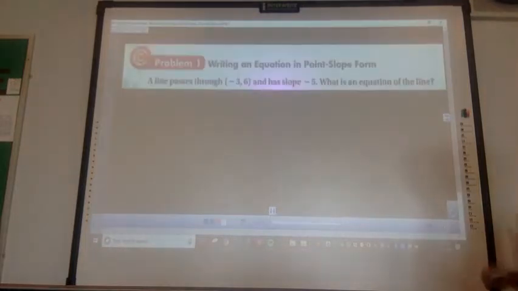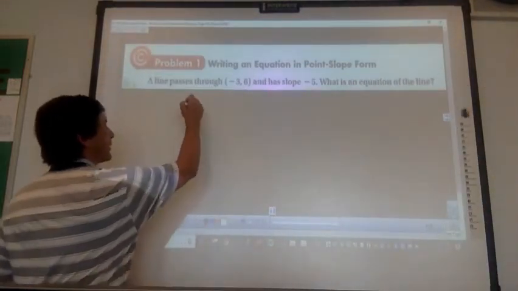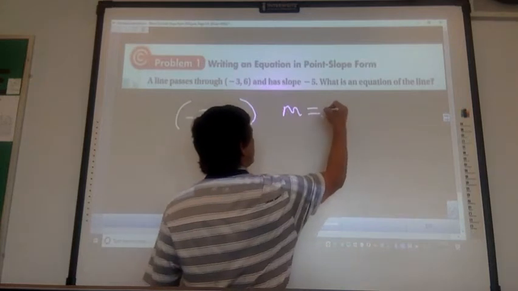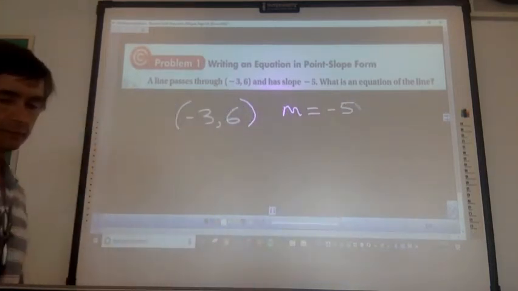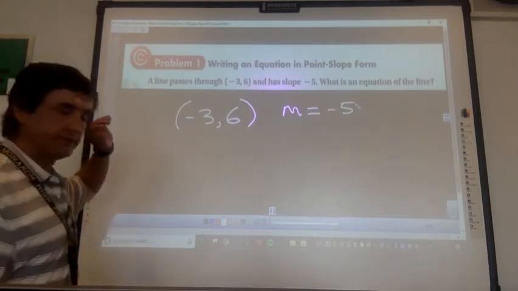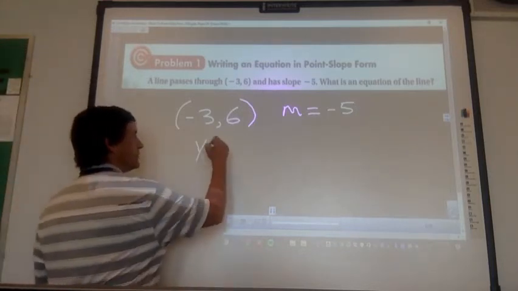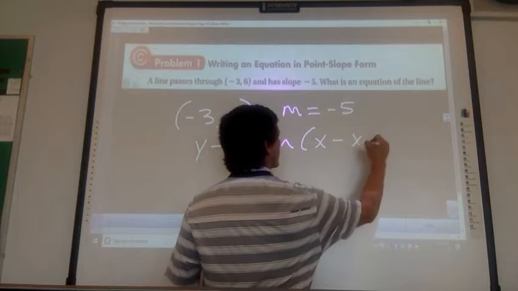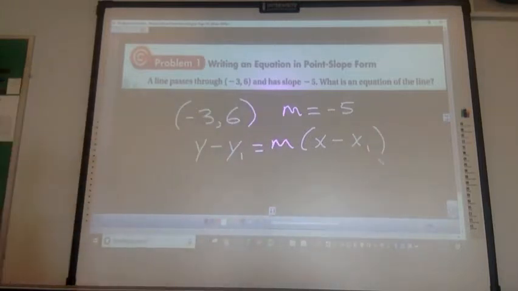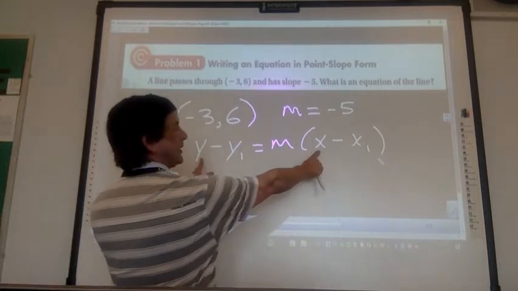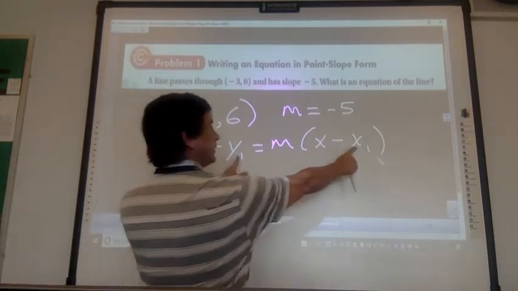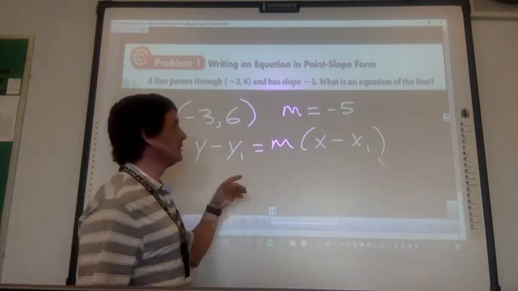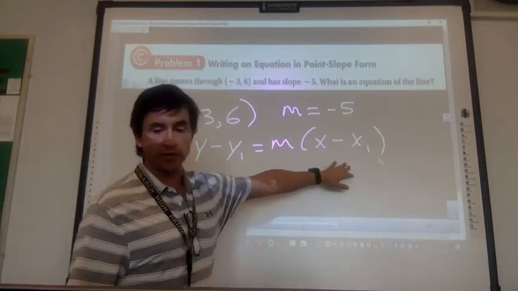We're not going to do that slide, but we are going to do this slide. So I'll write down the ordered pair for you. -3, 6. Our slope is -5. First thing I'm going to do is write the equation again, second time. When you're working with these equations, you're not going to plug anything in for this y and x. You are going to plug in for x1. Realize x1's at the end this time, y1's at the beginning. So when you plug those in, you're always going to use opposite signs.